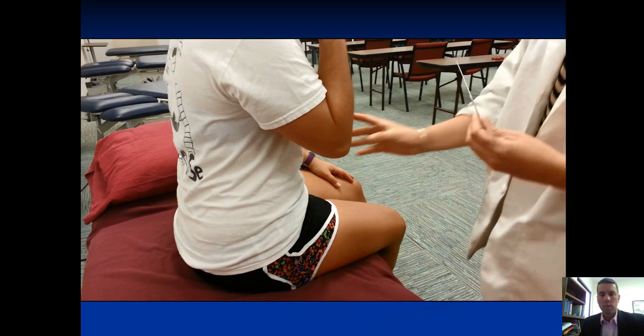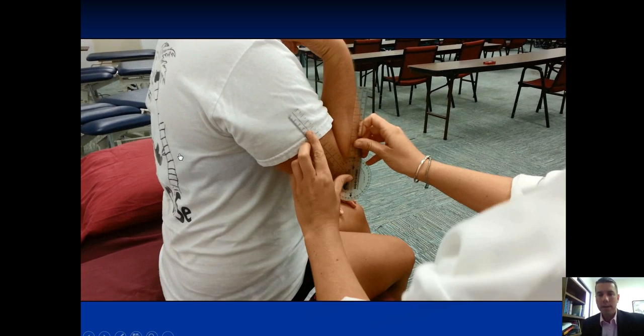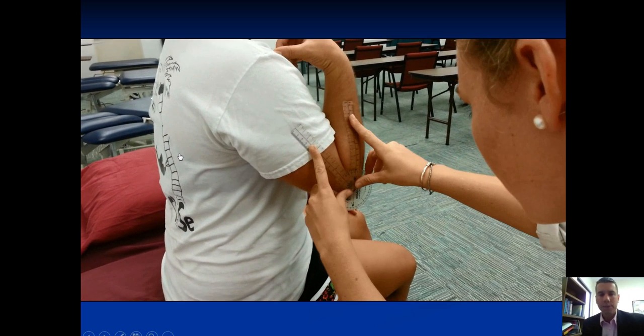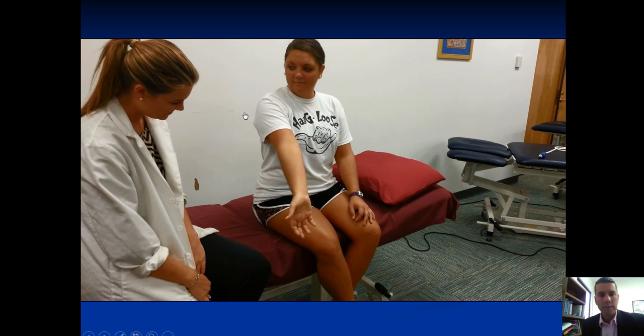So active range quantity, we take our goniometer and we measure how much elbow flexion is present. Active range quality, we observe that movement and just look to see how well they move from a qualitative standpoint.